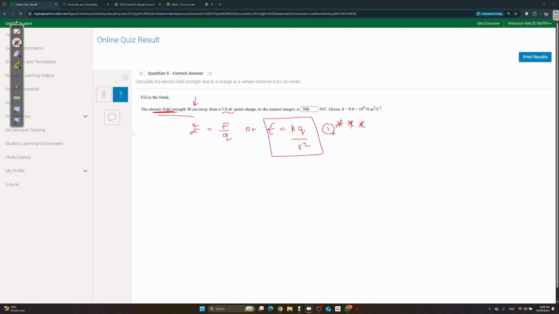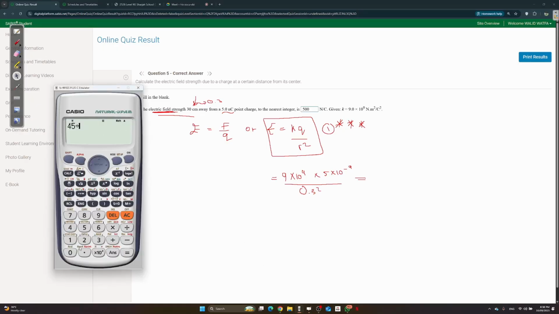Now that you know the formula, is it really hard to apply it? 9 times 10 to the power 9 times 5 times 10 to the power negative 9. Perfect. And first we have to make the 30 in meters, so 0.3 squared. You're doing great. 45 divided by 0.3, but it's squared. 45 divided by 0.3 squared. You get 500.